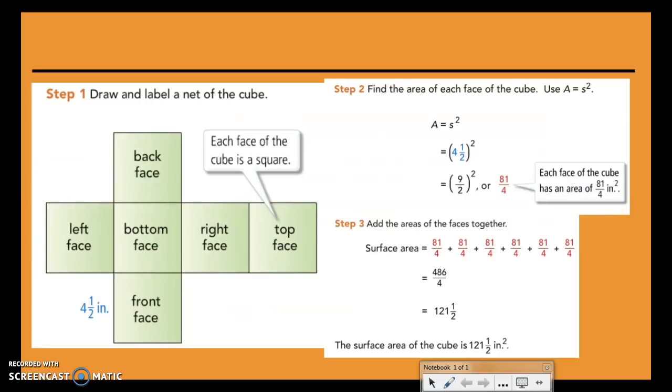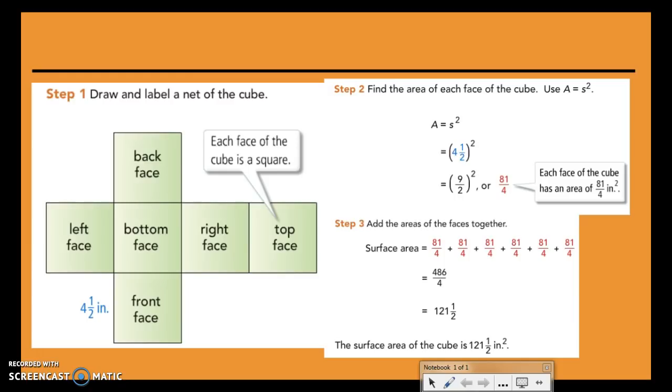Alright, so here's step 1. Draw and label each of the nets. And I'm sorry, there's going to be a lot of steps today. So just like you've seen the net in my room, you can make it look kind of like a sideways cross, or you can make it look a little wonky. You can put the back face down over the top face. As long as the front face and the back face are on opposite sides of the left, bottom, right, and top face line. Each face of the cube is, well, square.